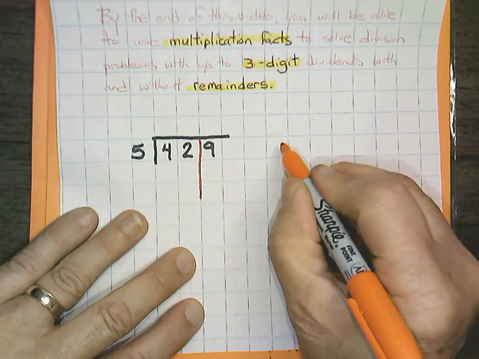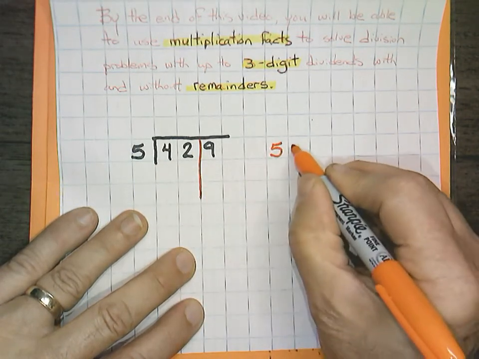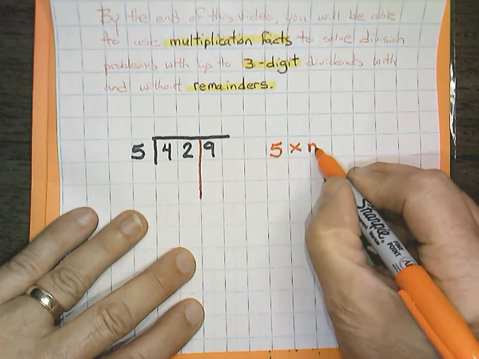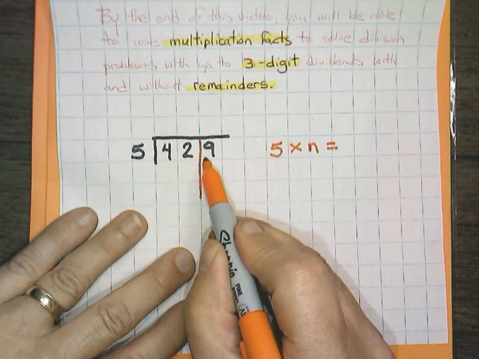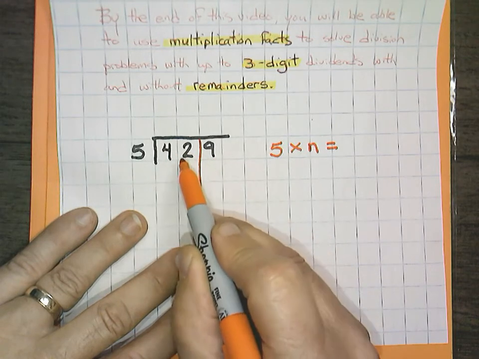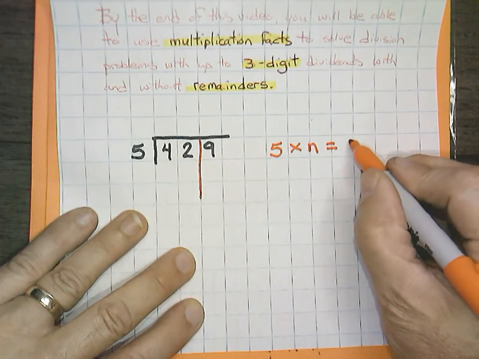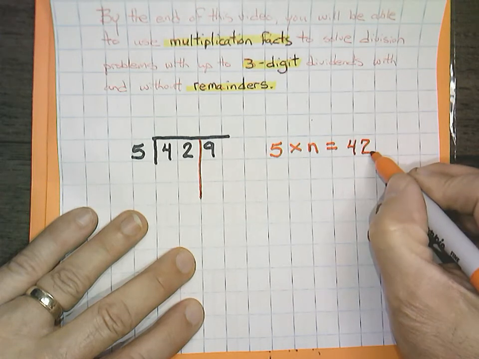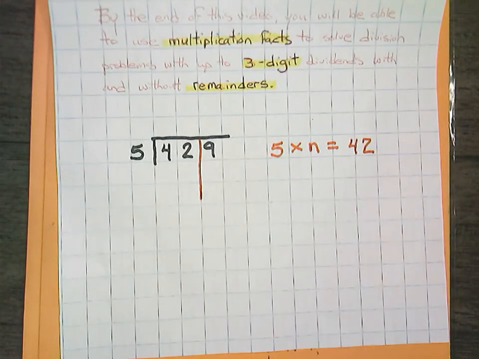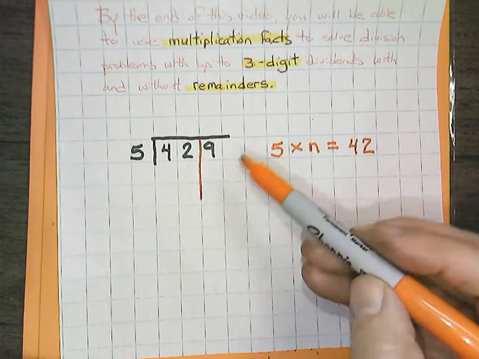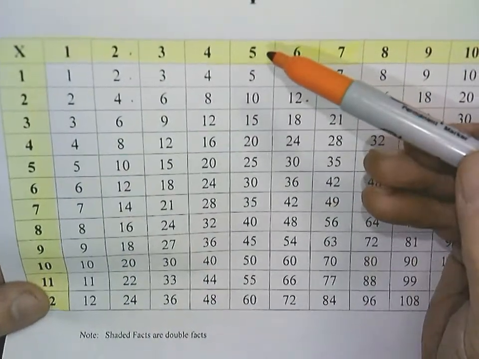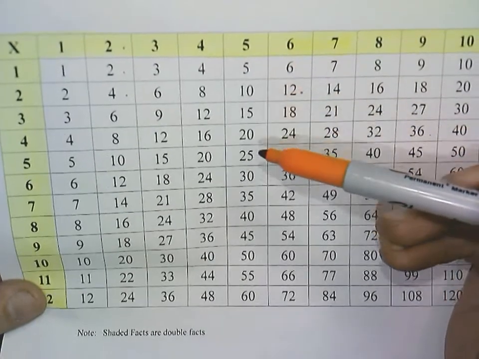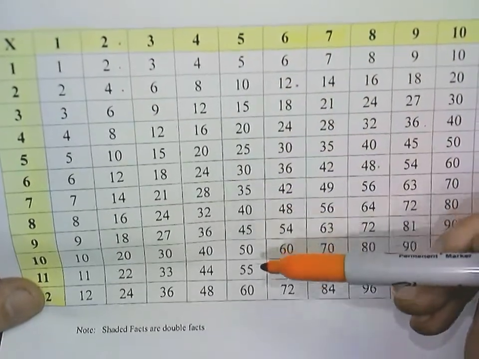So 5 times n. And I'm going to narrow it. The reason why I made the line here is I'm not going to take the whole three digits, but just the 42. Using a multiplication chart, I'm going to go to my 5, and I'm going to look for 42. I don't see it here.